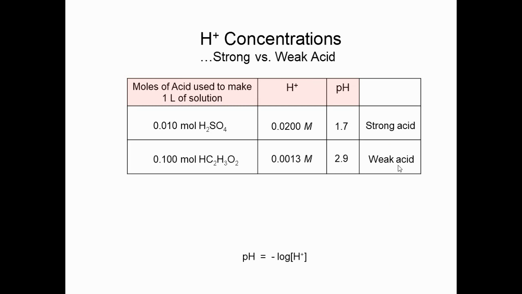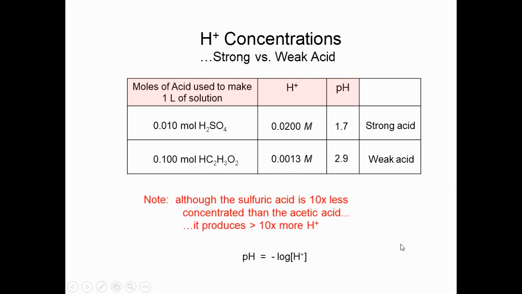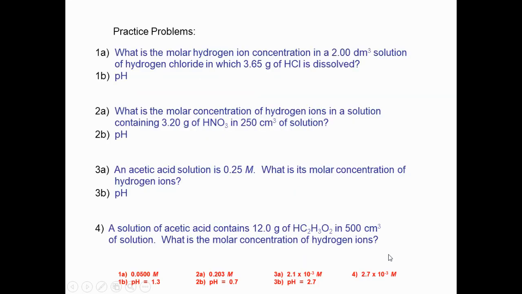It kind of reminds us why it's important to use the Ka value, unless it's okay to be off by a factor of 100 times, which I don't think it is. So the little note says, although sulfuric acid is 10 times less concentrated, based on its pH, it's basically 10 times more concentrated in terms of pH, so roughly a factor of 100 difference.